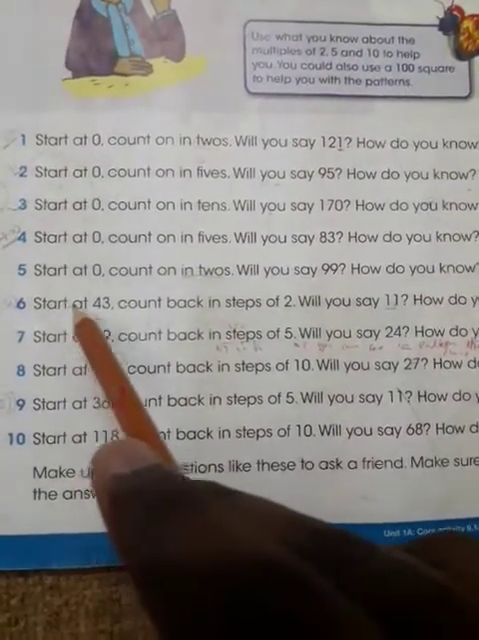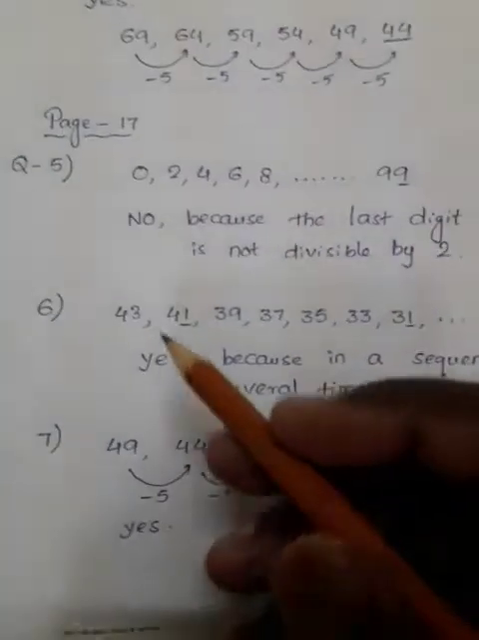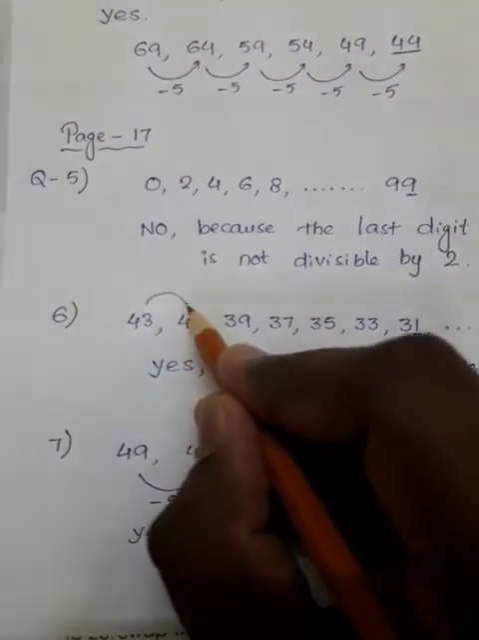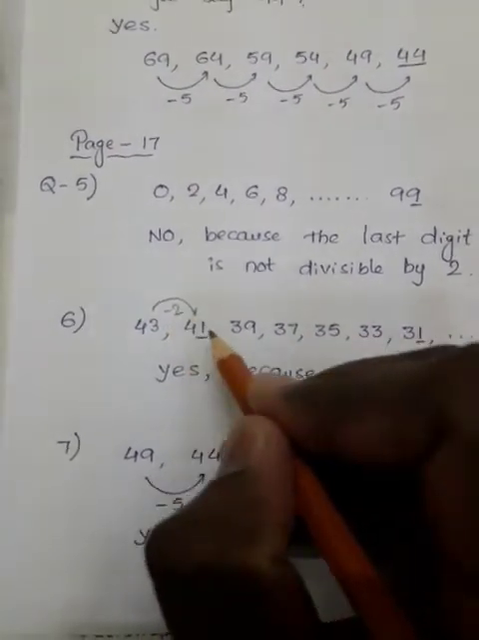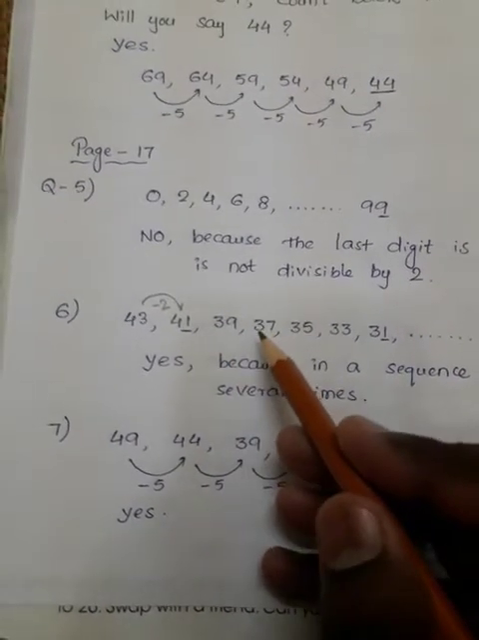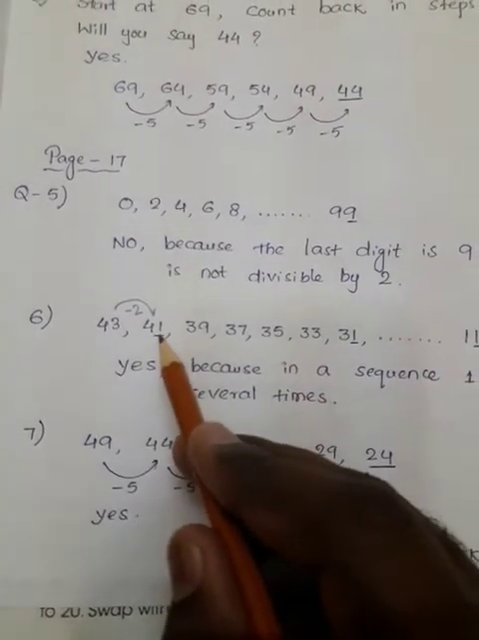Question number 6: start at 43, count back in steps of 2. When I count back, what happens? Count back means you have to subtract. So 43 minus 2 is 41. 41 minus 2 is 39. 39 minus 2 is 37. So in some places 1 is repeated in the ones place.